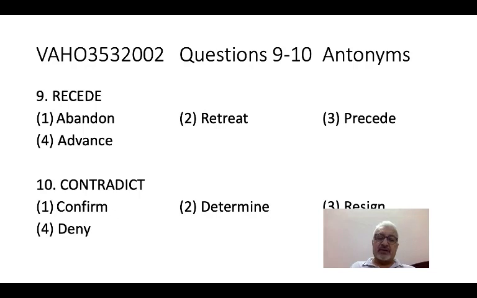Next is contradict. Number 10 is contradict. When we use the word contradict, that means you go against somebody. Contra means against. For example, controversy, contrast. So there's always a sense of against. And contradict is to deny or to go against somebody. To refuse to accept what somebody is saying is to contradict. Therefore, what should be the right opposite? The answer is confirm. Contradict is to refuse or to disagree, and the opposite is to confirm, to agree with somebody.